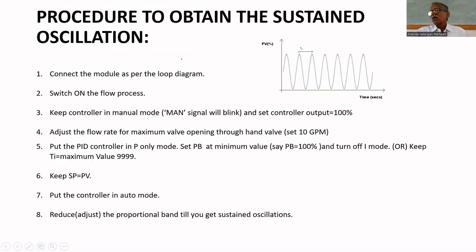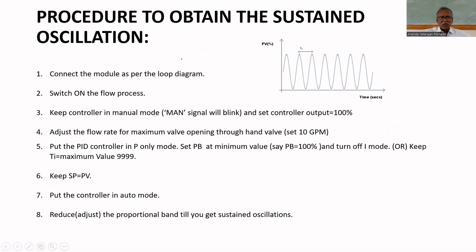So this method is called the closed loop method of tuning, or continuous cycling method. Another name for this method is continuous cycling, continuous oscillation. That's why it is called the continuous cycling method. The third name is the sustained oscillation method. Closed loop method, sustained oscillation method, or continuous cycling method, all three are one and the same.